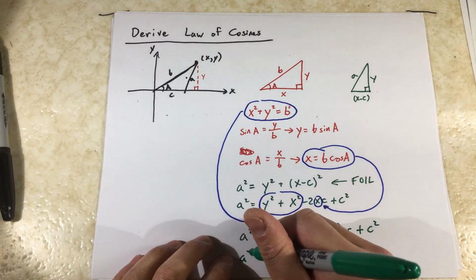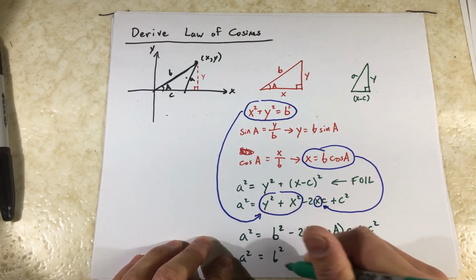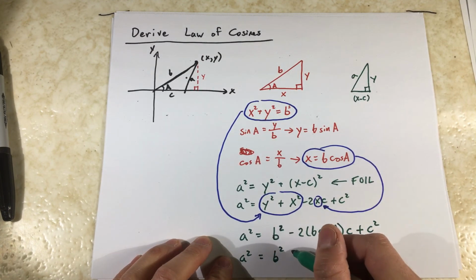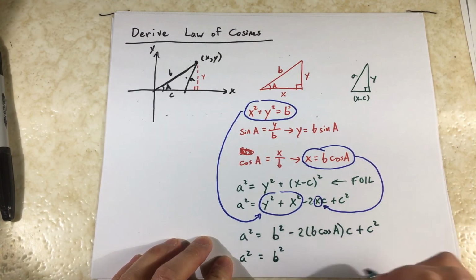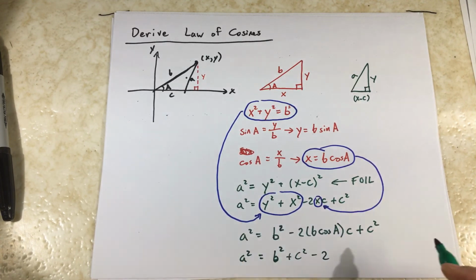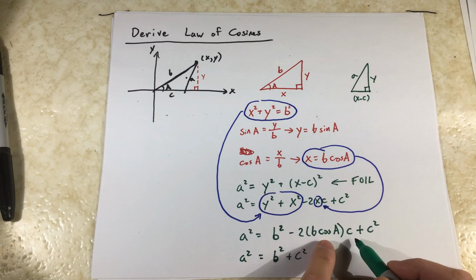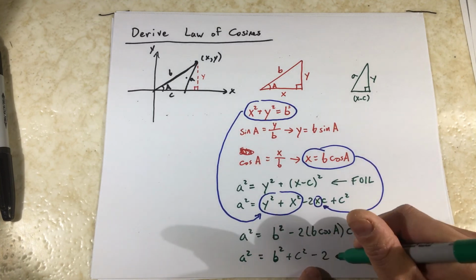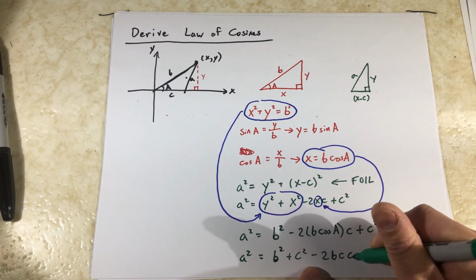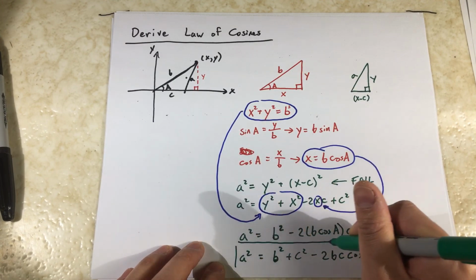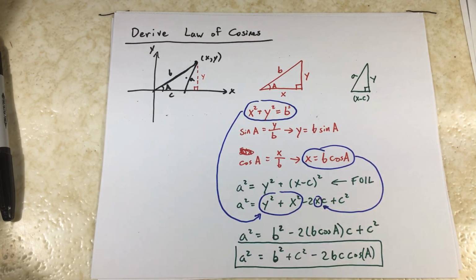So I'm going to put a squared, b squared, and then the c squared, I'm just going to move this forward because you can switch the order of addition. And then now we have minus 2. And again, you can switch the order of multiplication as well, right? So I'm going to move this c to be between the b and the cosine. So I get b, c, cosine A. There we go. The law of cosines.